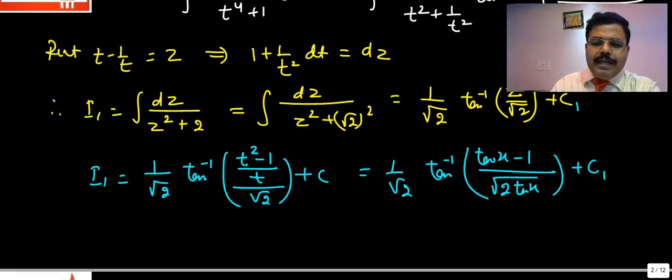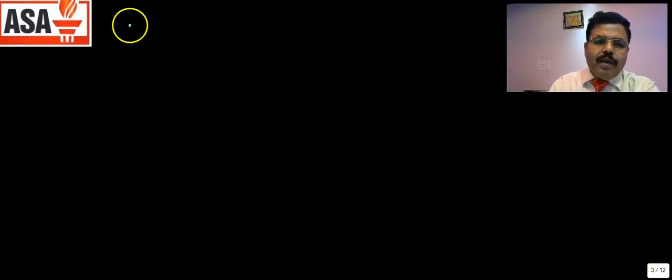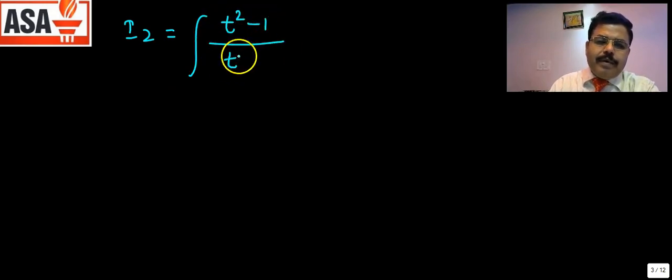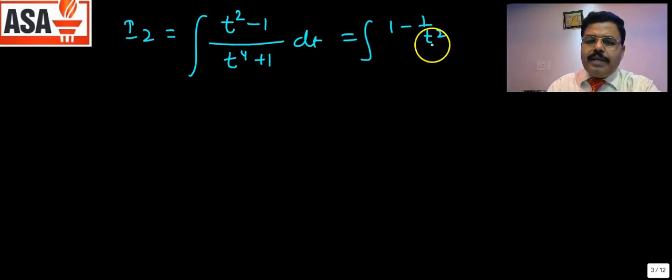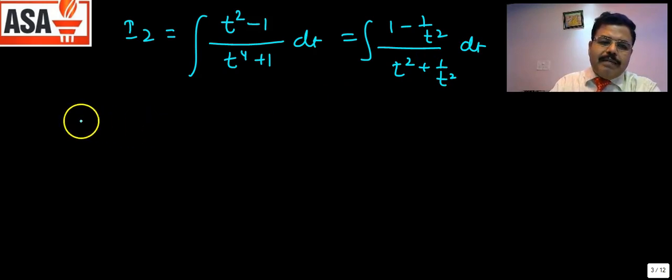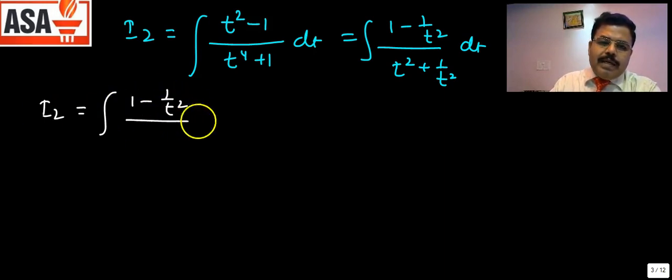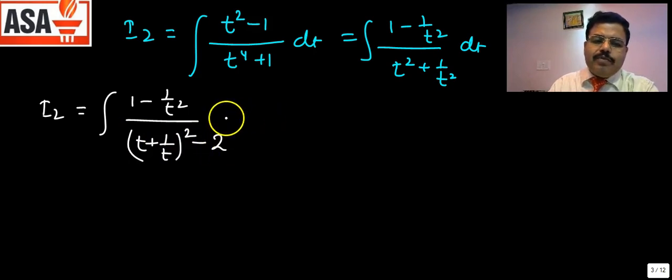Now similarly, what is I2? I2 is t square minus 1 upon t to the power 4 plus 1 dt. We can divide the same thing by t square, so we get 1 minus 1 by t square upon t square plus 1 by t square dt. Since in the numerator it is negative, I can break the denominator with positive: t plus 1 by t whole square minus 2 dt.